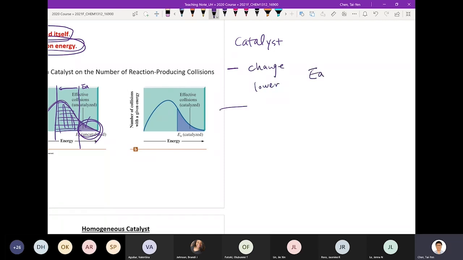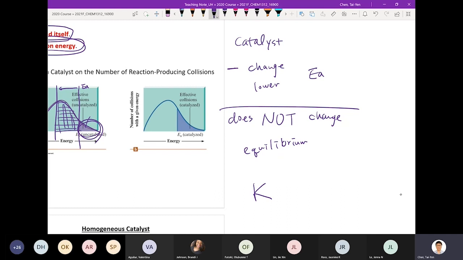The thing it does not change is your equilibrium. So remember, what is this chapter talking about? It's talking about kinetics, right? It's talking about how fast the reaction can occur. The catalyst is going to lower the activation energy. That means the conversion from your reactant to product will be sped up. But it does not affect the final equilibrium constant K.